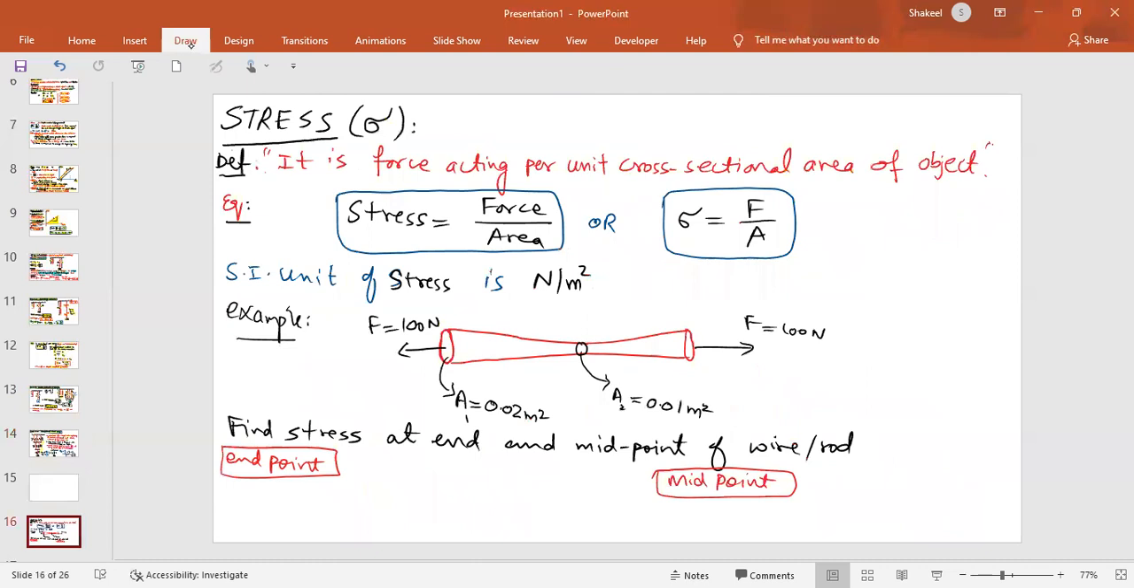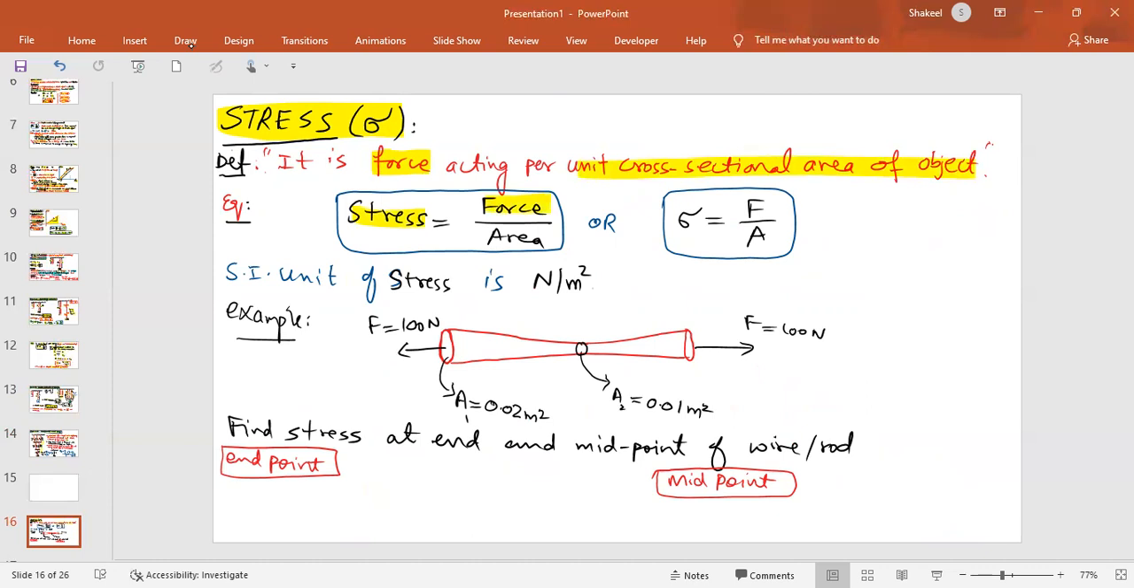Okay, now let's move on to one more important thing, which is stress. This is a new term, stress, and its symbol is sigma. So what is stress? Stress is also related to deformation. It actually has the same definition as that of pressure: it is force acting per unit cross-sectional area of the object.